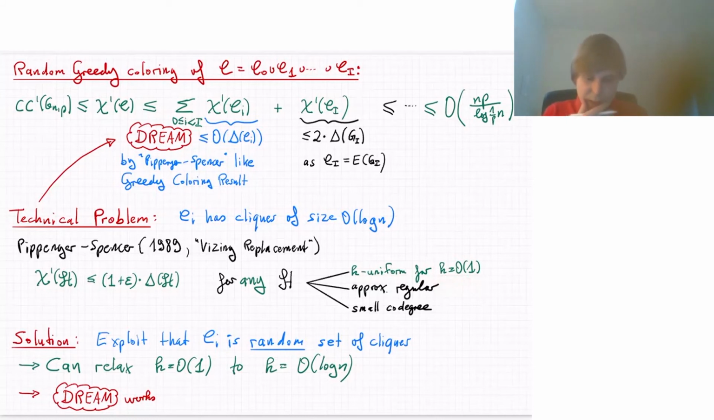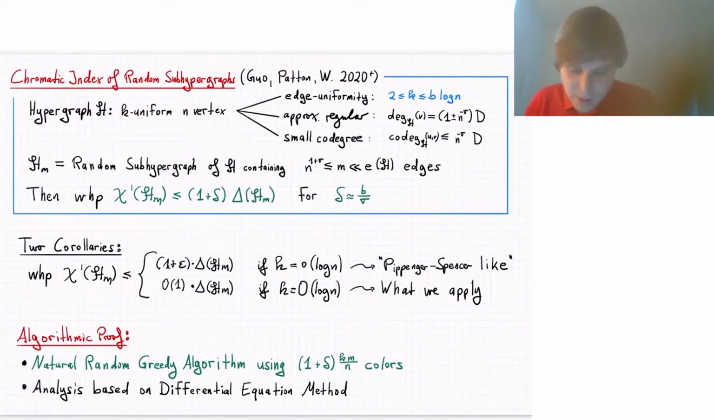Let me return to what the chromatic index result that we can prove looks like. As I said, I hope that we have this on arXiv in a week or two. So here are basically the assumptions that we're looking at. We're looking at some hypergraph H, which is k-uniform and has n vertices. And here we have three conditions. We have one condition on the edge uniformity: we want to ensure that the edge uniformity is between 2 and some constant b times log n. Okay, so this is good. Here we can allow for very large edge uniformities.